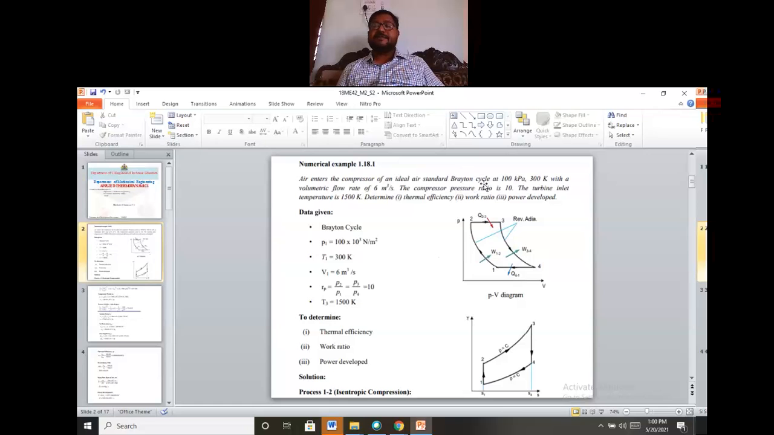It is a Brayton cycle at 100 kPa. 100 kPa is pressure, 300 Kelvin, with a volumetric flow rate of 6 meter cube per second. Compressor pressure ratio is 10. Turbine inlet temperature is 1500 Kelvin. Determine the thermal efficiency, work ratio, power developed.